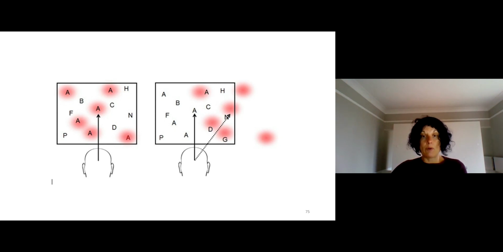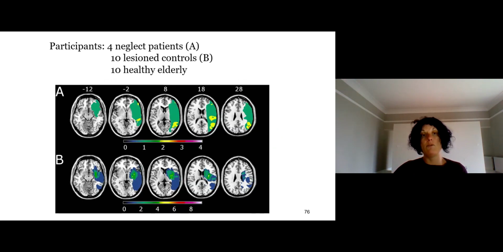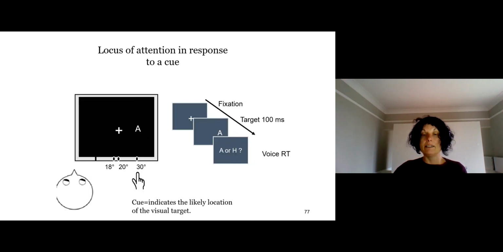To test this hypothesis, we included 4 patients with spatial neglect, 10 patients with a lesion in the right hemisphere but no spatial neglect, and 10 healthy elderly controls. The task was very similar to the task I've just presented for the TMS experiment in healthy people. The experiment took place in complete darkness. The participant fixated on a cross that was located to the right side of the body, and they had an attention cue, which was the location of their right index finger.